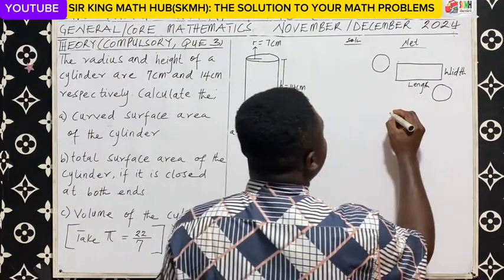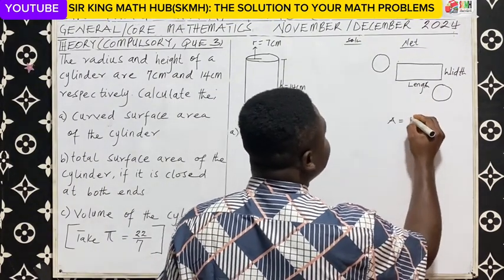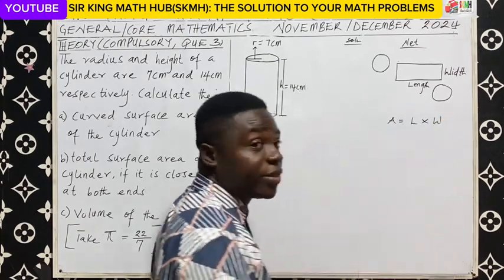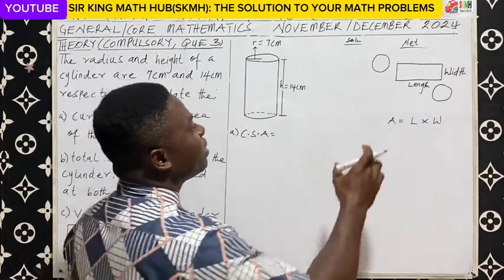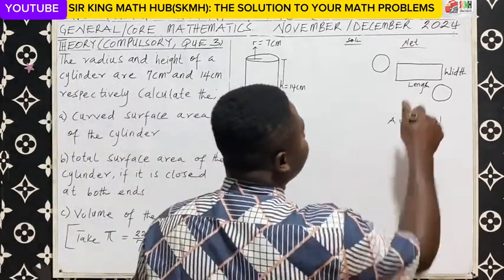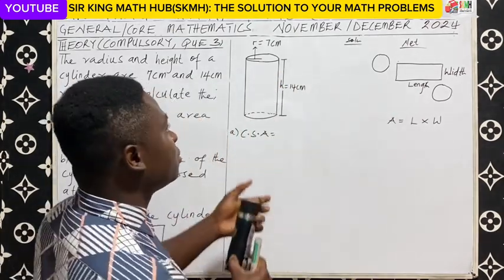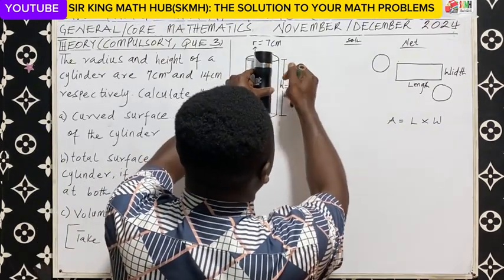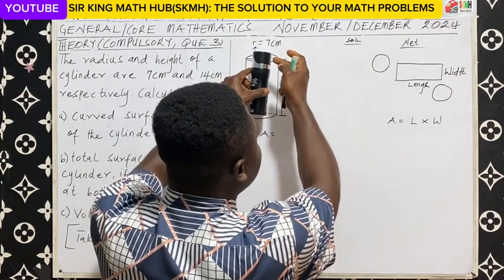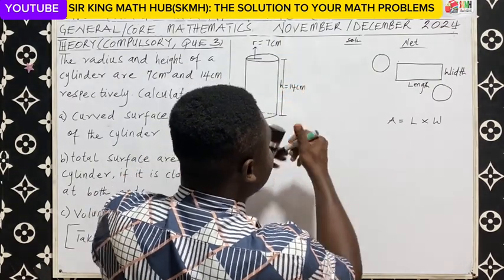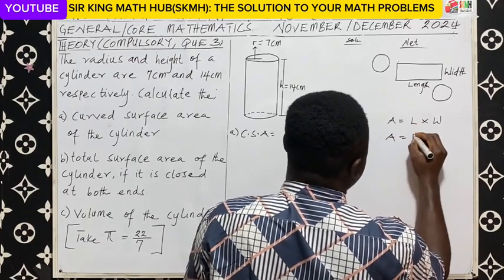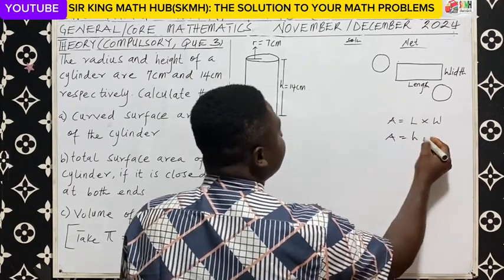And we know that the area of a rectangle is given as the length times the width. We know this. But with reference to this cylinder, what would be the length of the cylinder? So you could see that the length of the cylinder is also the height of the cylinder. The length will be the height of the cylinder, which is giving us h. So in place of the length, I'm substituting the height of the cylinder.